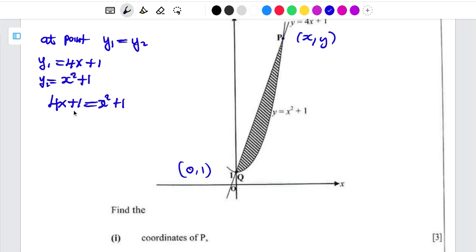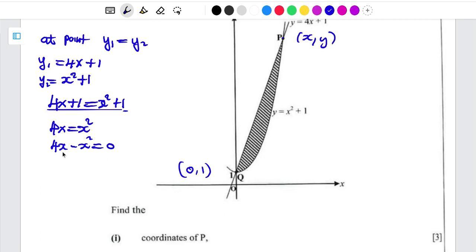Then we do the computation. So the 1s can go, because when this one goes to the other side it's going to become negative, so they are going to cancel each other. So what are we going to remain with? We are going to remain with 4x, which is going to be equal to x squared. So this one can be written as this. When I take this one to this side, then here we're going to have 0.